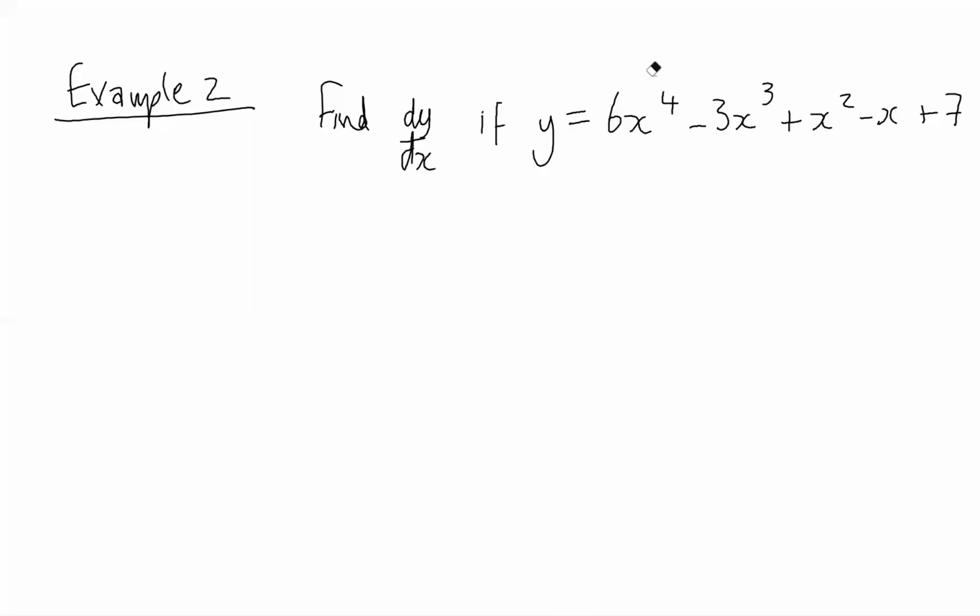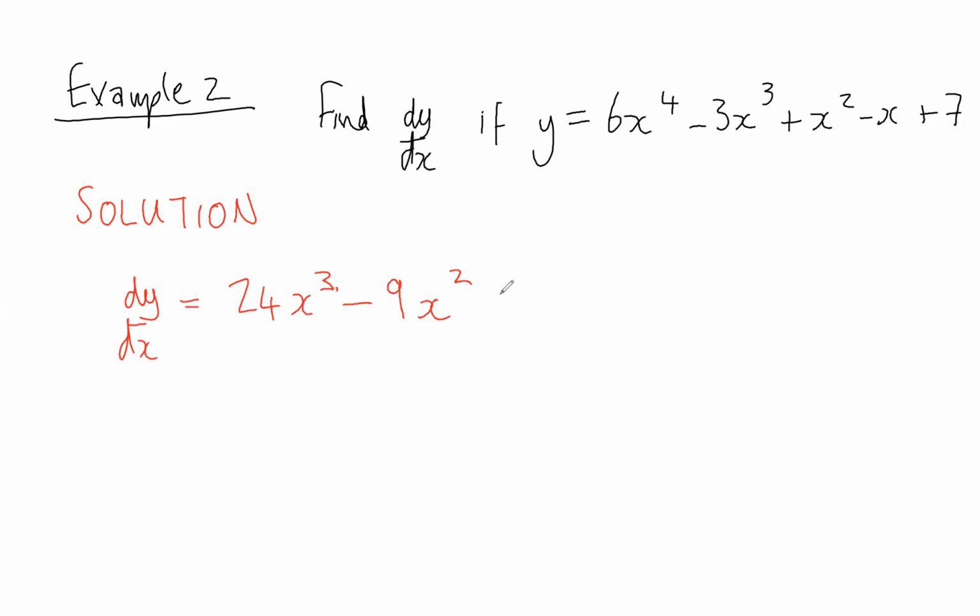Okay, so my solution. First derivative, so 4 times 6 is 24, and x to the power 4 becomes x cubed, minus 3 times 3 is 9, and then that becomes x squared. That becomes 2x. The x term just becomes the number in front of it. Remember, there's just a 1, and the 7 disappears.